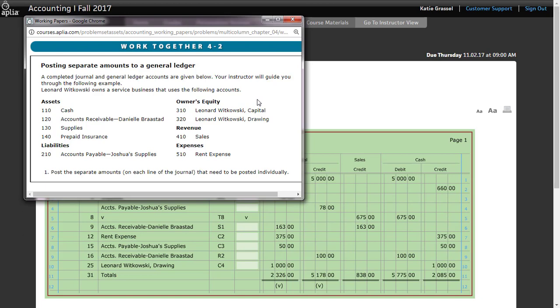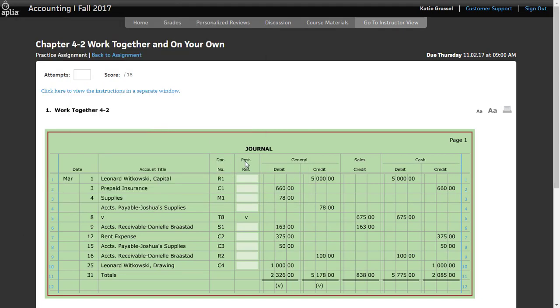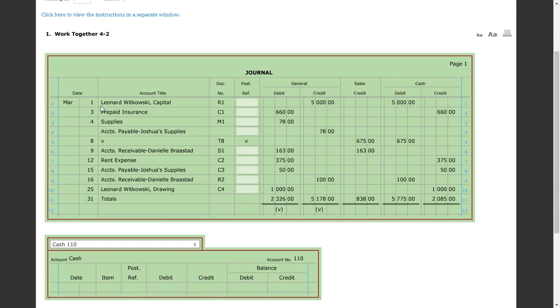be posted individually. So right now, we're going to start and go through and post individually. To do that, I look at line 1 here. I read going across, and I have the date, my account title, source document, post reference, general debit and credit, sales, cash debit.